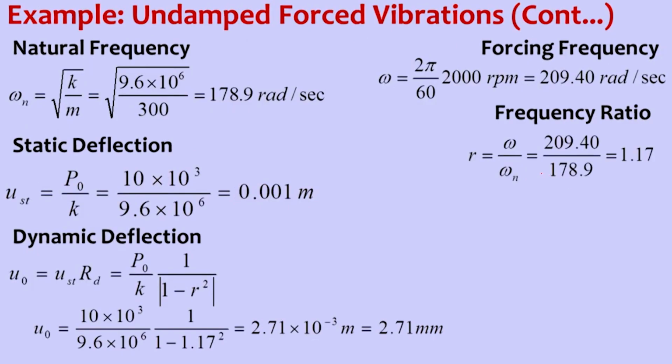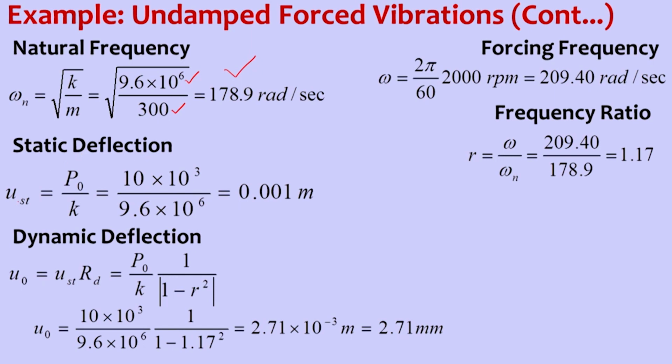Now, let us find out the natural frequency of the plank. The natural frequency of the plank depends on the system properties, that is under root K by M. K is a known value, that is 9.6 into 10 to the power of 6, and mass is 300 kg. So, that gives us 178.9 radians per second.